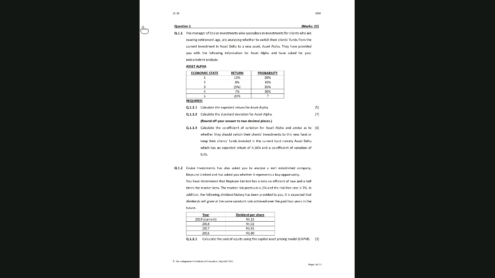And then only here they give you asset delta has got an expected return of 4.5% and a coefficient of variation of 0.45. Okay, so look at your 4 marks. 2 marks are for calculating coefficient of variation for alpha. 2 marks are for your advisement.